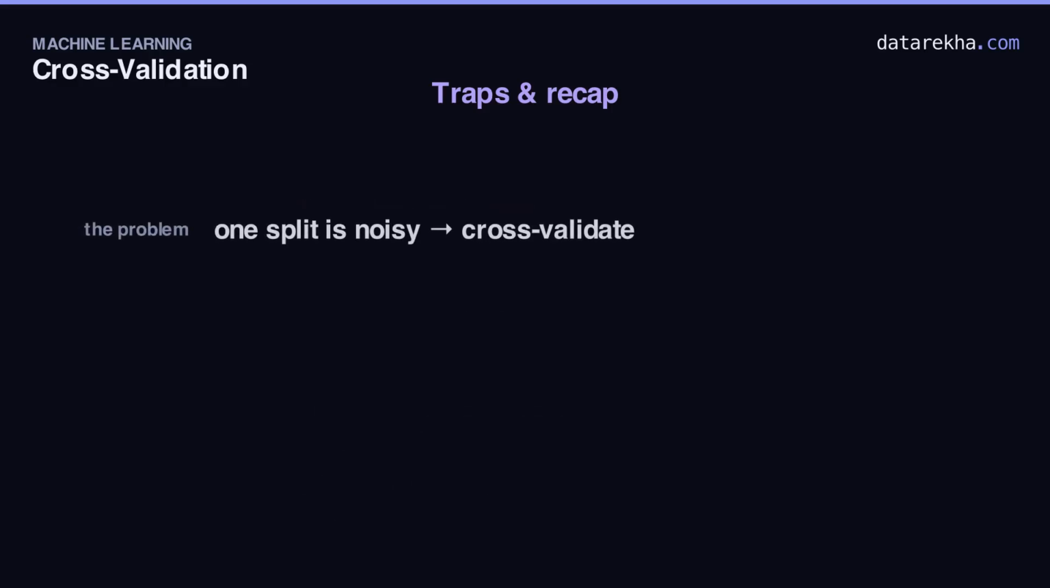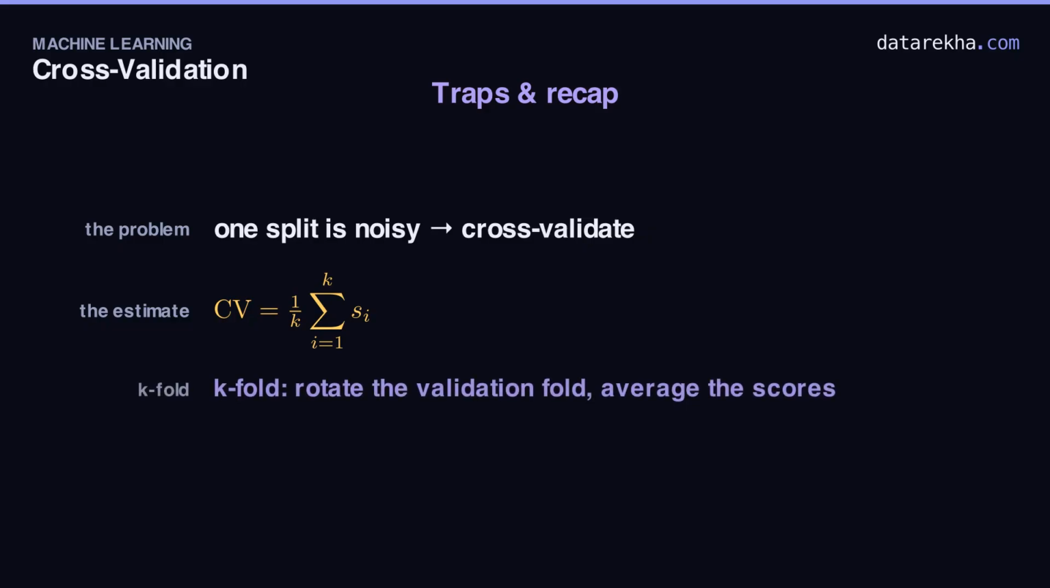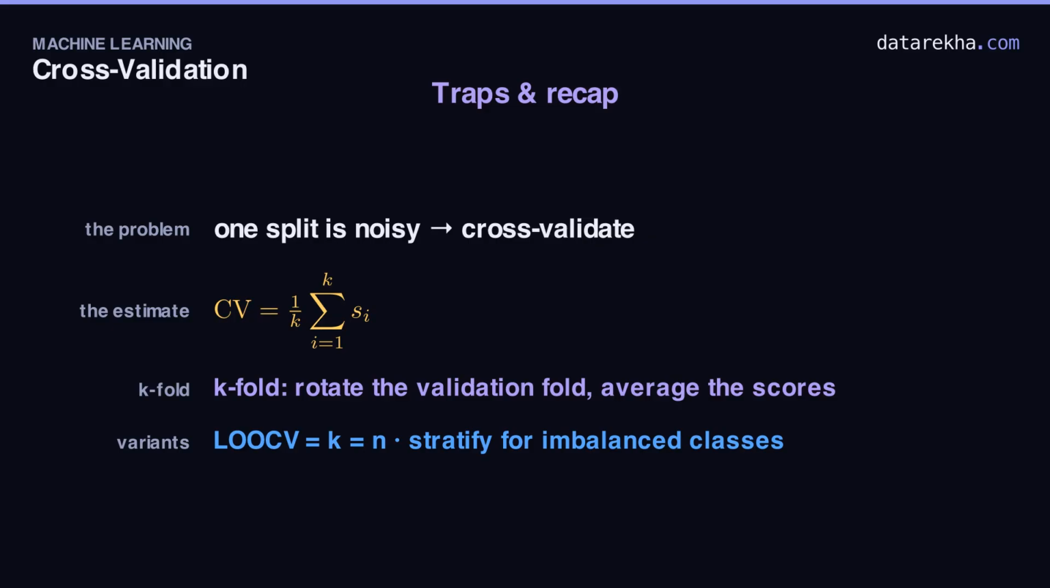Let's lock it in. A single train test split gives a noisy estimate that swings with luck. So we cross-validate instead. The cross-validation score is the average of the k-fold scores. Steadier, lower variance, closer to the truth. In k-fold, you cut the data into k folds and rotate which one is held out for validation. Then average across all k rounds. Leave-one-out is k-fold taken to the limit, k equals n. And for imbalanced classes, you stratify to keep the class ratios in every fold.